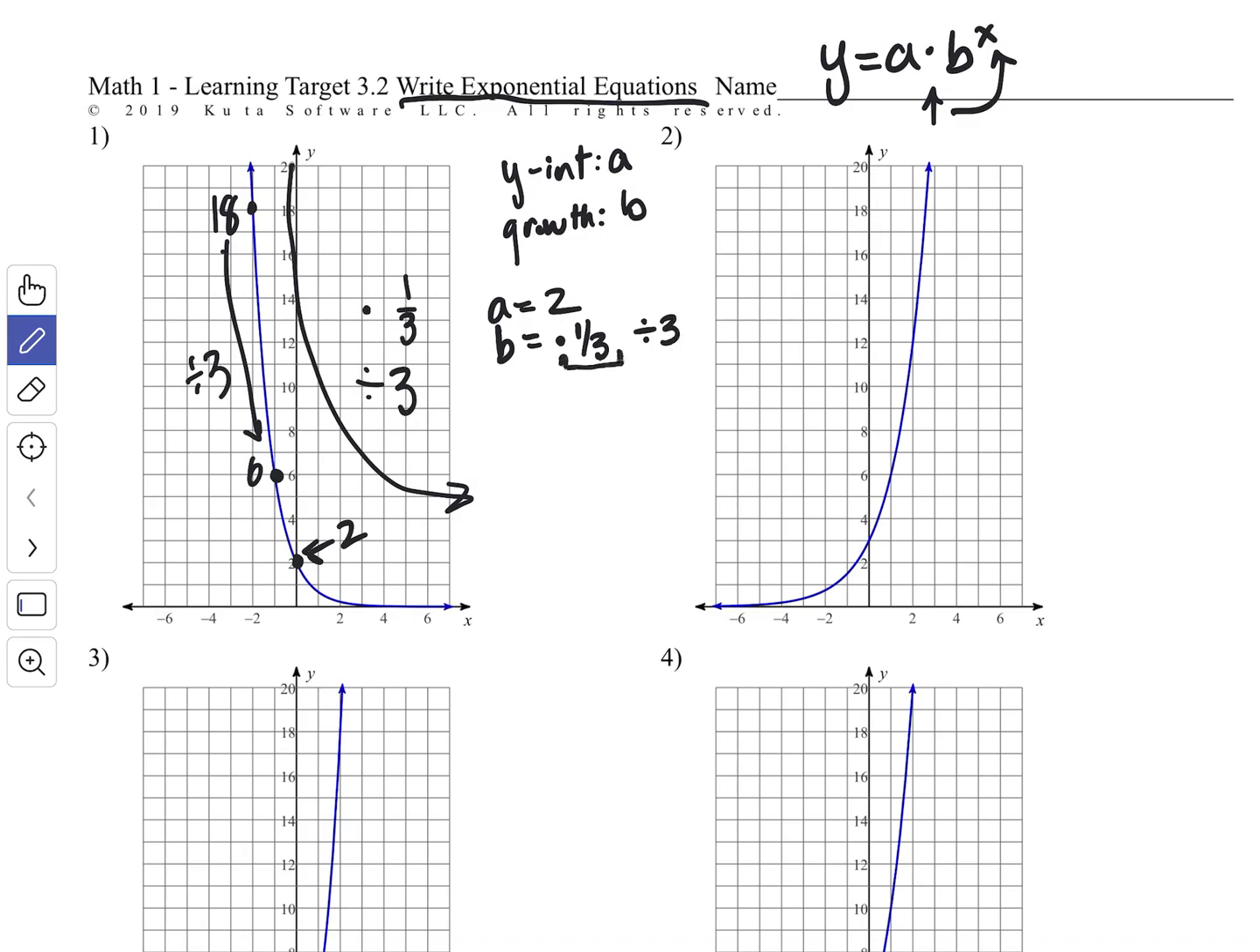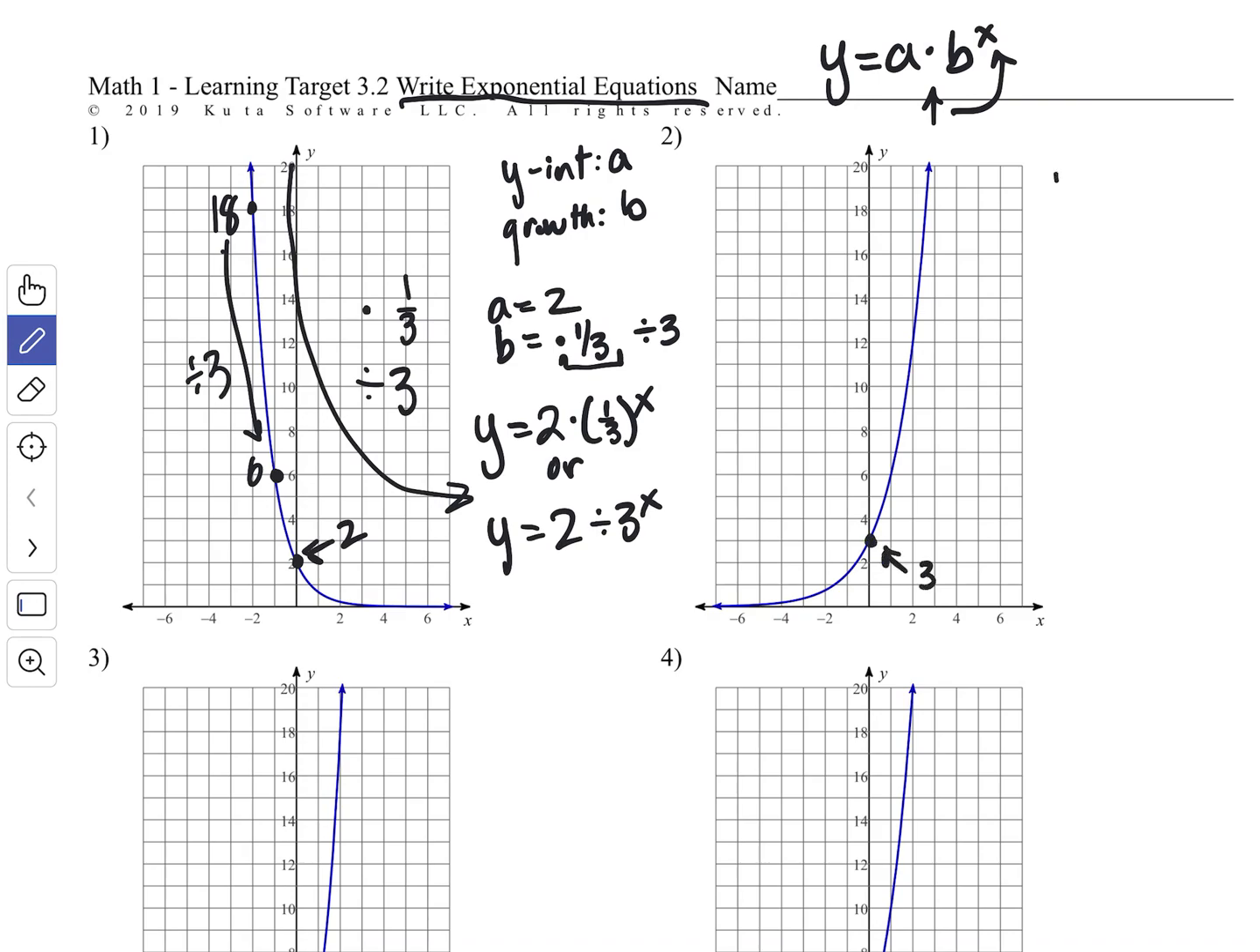However, we should get in the habit of writing it this way. So I simply go y equals 2 times 1/3 to the x, or y equals 2 divided by 3 to the x. Okay? So again, we're taking a look at where it starts.